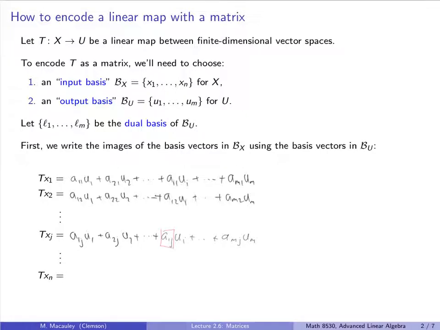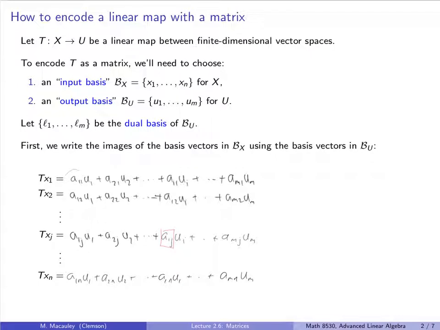We keep going. T applied to xn is going to be a1n u1 plus a2n u2 plus ain ui plus amn um. Okay, so what we have done is written each input basis vector with T applied, and we get this linear combination.